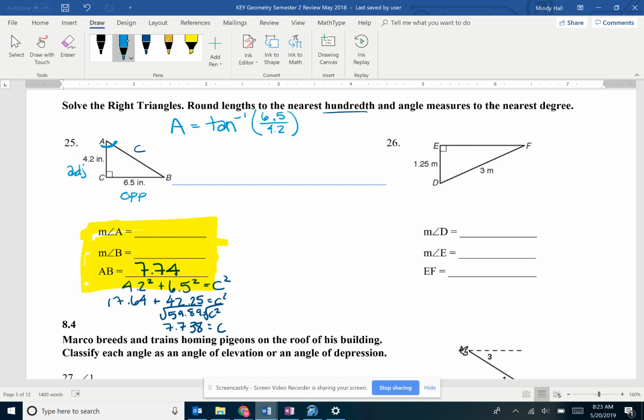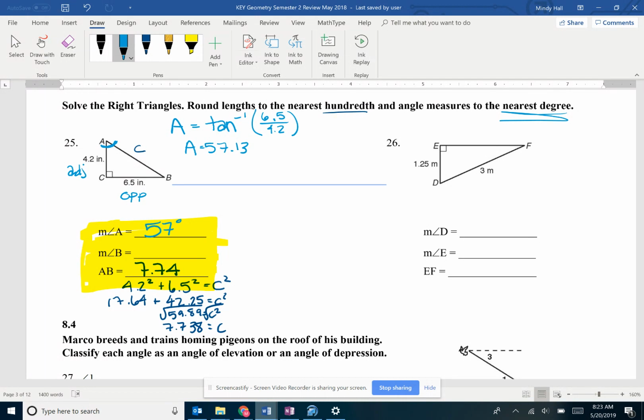So look at how that's set up. It's the angle name equals your trig function that represents the sides, and then the ratio of the sides for that trig function. So inverse tangent of 6.5 divided by 4.2 gives us 57.13. So rounding to the nearest degree, because this is an angle, that would be 57 degrees.